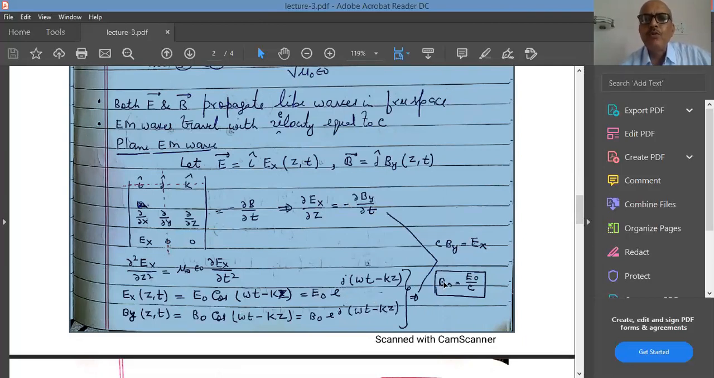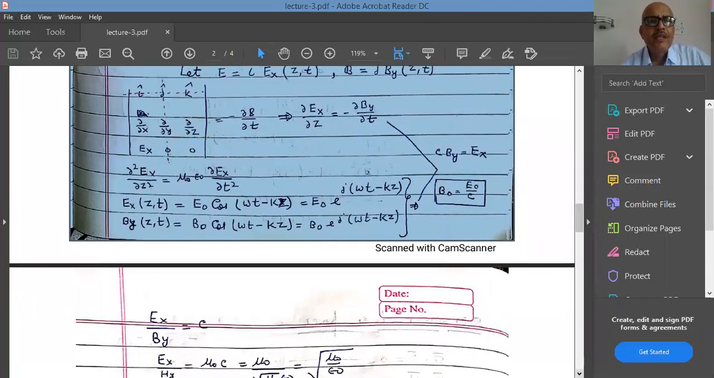And if you put these values, the value of B0 is E0 upon c. B is equal to E upon c is a well-known relation between the magnetic field and the electric field vector. The magnetic field vector is very small because it is 1 upon c, and c is the velocity of light. So we get the relation, and this relation comes from this equation.